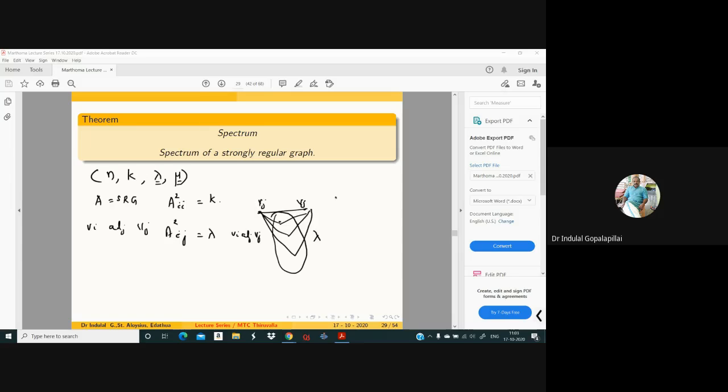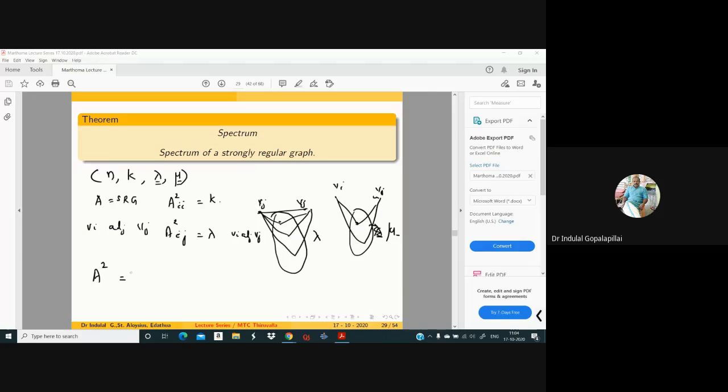So if Vi and Vj are not adjacent, then there are mu Vi Vj walks of length 2. Combining all these, the entries of A square are now calculated. The diagonal entry is k, the ijth entry is lambda if Vi and Vj are adjacent, and the ijth entry is mu if Vi and Vj are not adjacent.